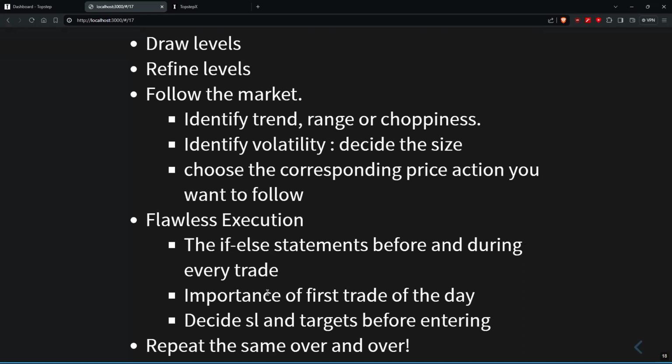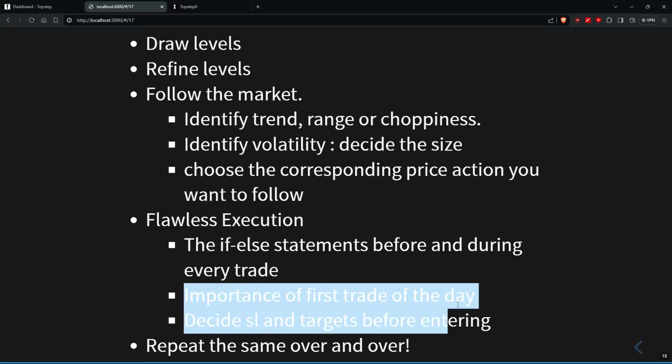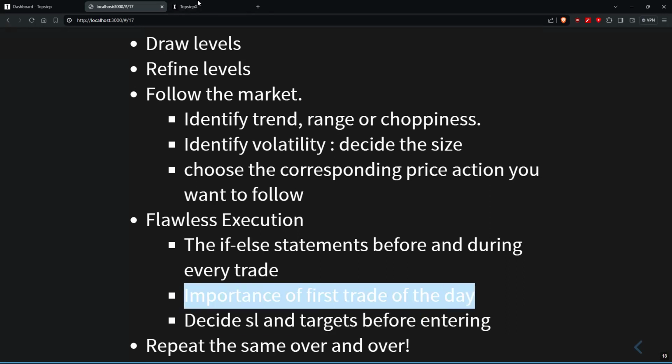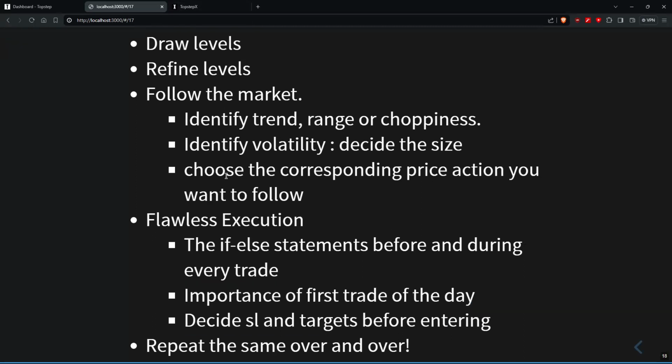Yeah. So, the importance of the first trade of the day. This is very important. It's very important that you execute your first trade rather flawlessly. There shouldn't be any error in the first trade itself, because it kind of messes with your psychology if you don't act well upon your first trade.